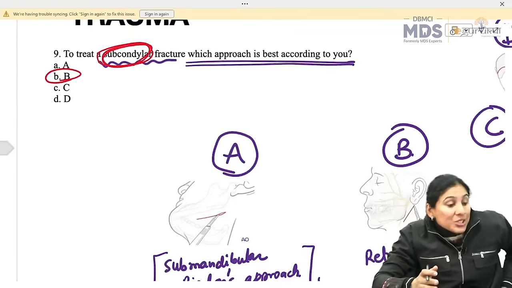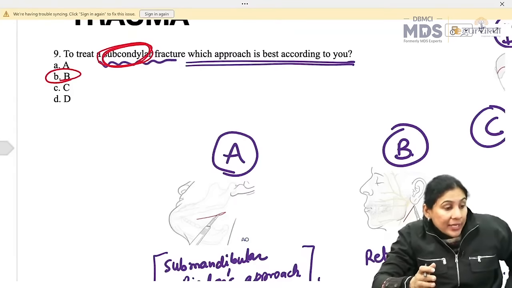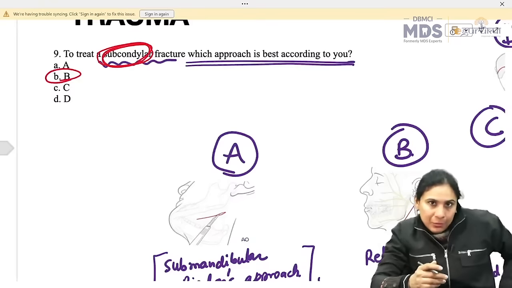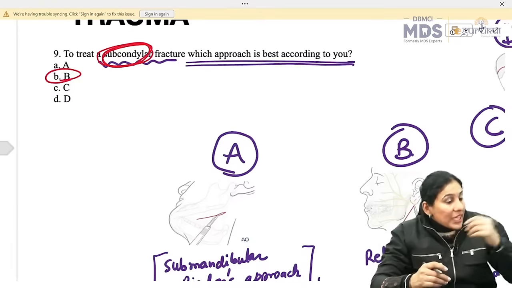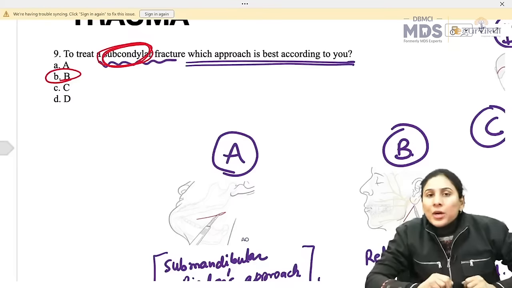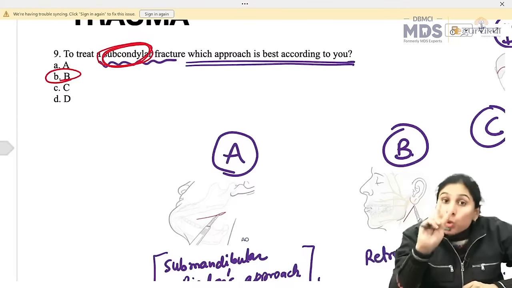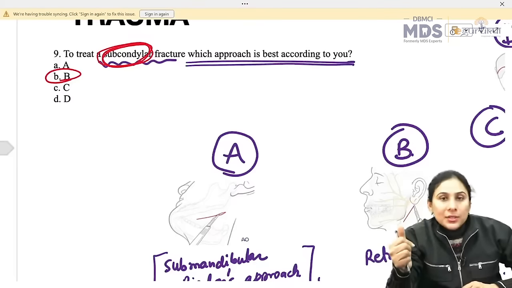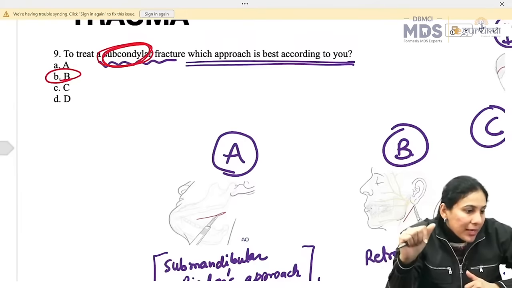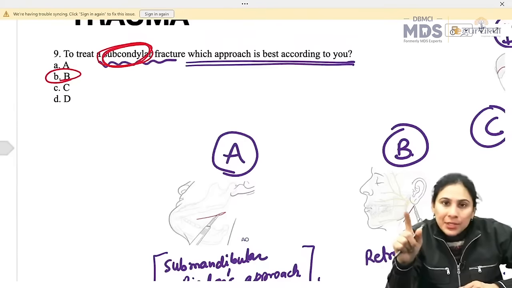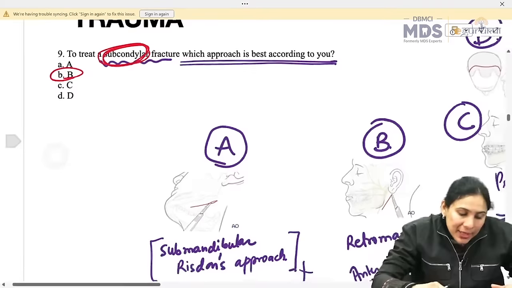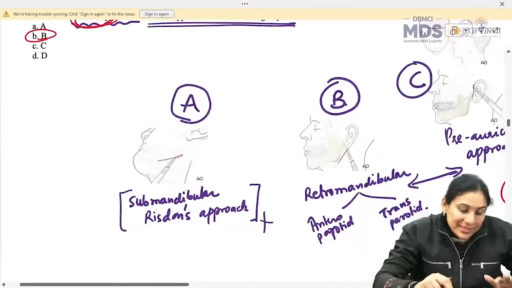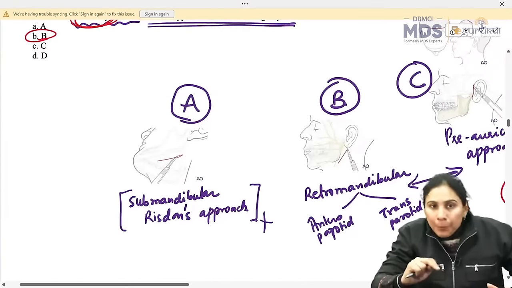Okay. Lag screw is the rigid load sharing. Yes, it is rigid load sharing approach. If you use a single lag screw, it is not rigid. If you use two lag screws, it becomes rigid load sharing. Okay, I hope that clears your doubt. All right. So the correct answer to this question is B, retromandibular approach.